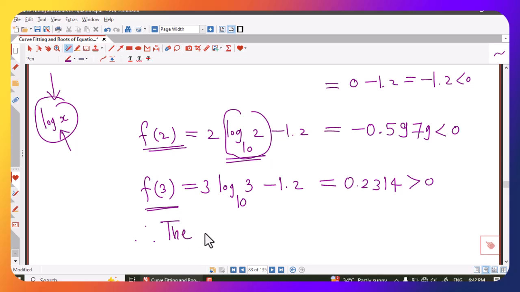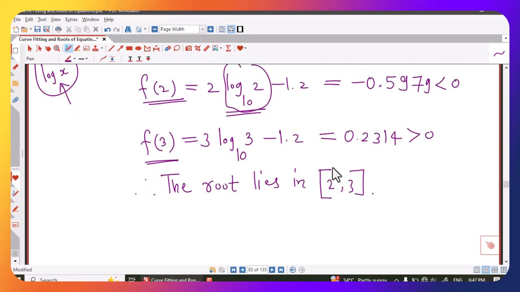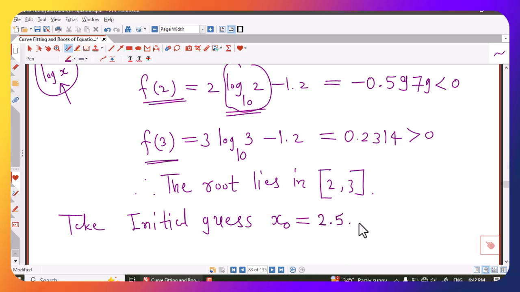Therefore, by intermediate value theorem, the actual root lies in the interval 2, 3. So we can consider any value in this interval as our x0. So we can write that, take initial guess x0 equal to, suppose we consider midpoint of this interval, then we will have 2.5.